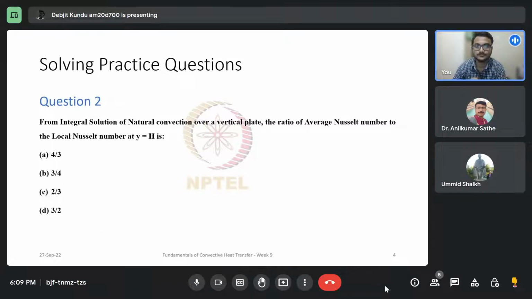Question number 2 says, from the integral solution of natural convection over a vertical plate, which was done in week 9, the ratio of average Nusselt number to the local Nusselt number at y equal to h is how much? So there is an average Nusselt number and a local Nusselt number at y equal to h. What would be the ratio between them as obtained by the integral solution? Is it option A 4 over 3, option B 3 over 4, option C 2 over 3, or option D 3 over 2?